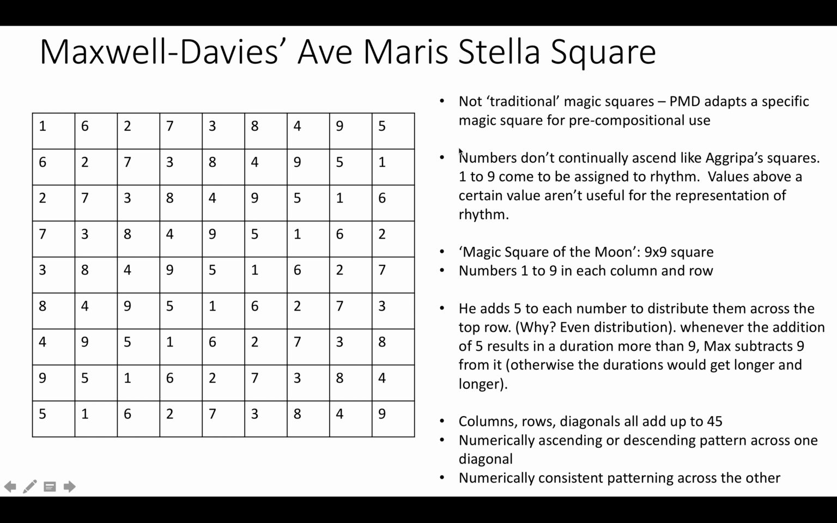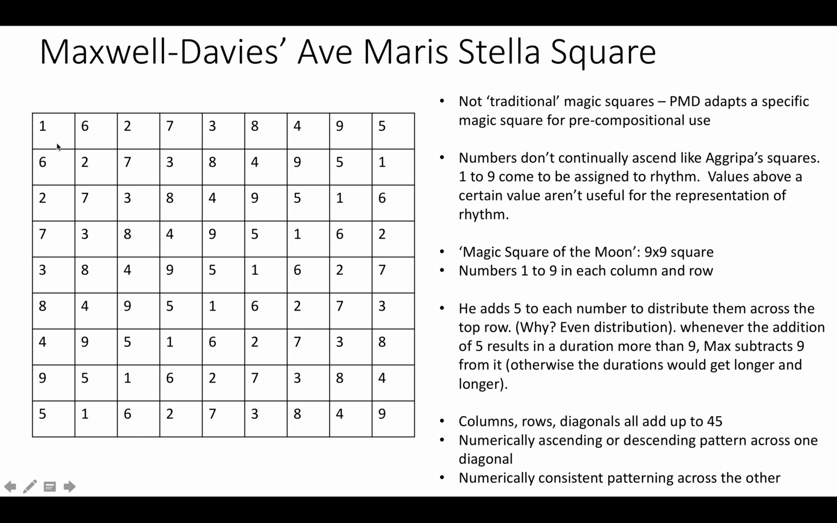So the reason that the numbers don't continually ascend like Agrippa's magic square of the moon is that 1 to 9 are eventually assigned to rhythm, and numerical values above a certain number aren't useful for the representation of rhythm. So if I took the number 36, for example, and say 36 related to a quaver, that would be a note with 36 quavers, which would be an unreasonably long rhythmic value to use compositionally. So that's my theory for why Maxwell Davies keeps the maximum numerical value in the square at 9.